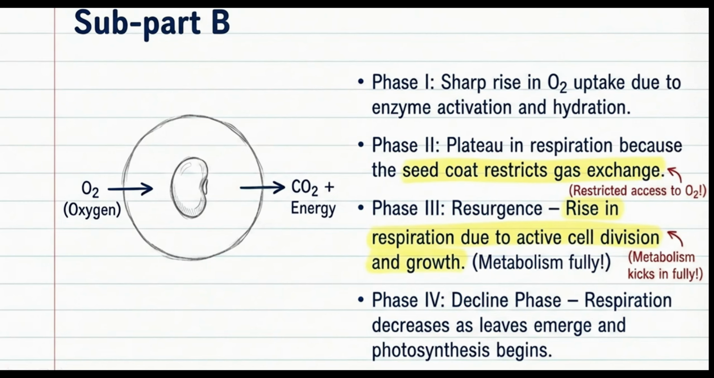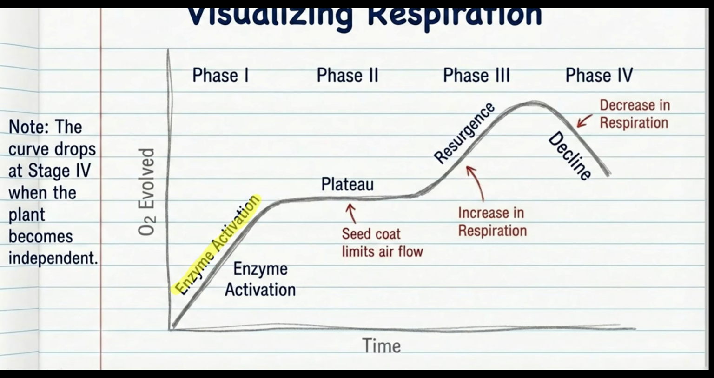Parallel to water uptake, there is a change in respiration rate. During phase 1, oxygen consumption increases sharply as metabolism resumes. In phase 2, respiration stabilizes temporarily. In phase 3, respiration increases again due to active cell division and elongation. Once leaves develop and photosynthesis begins, respiration gradually stabilizes as the seedling transitions toward autotrophic growth.